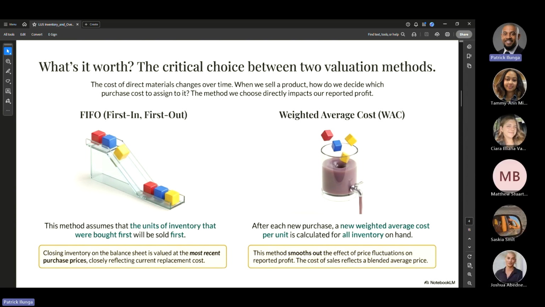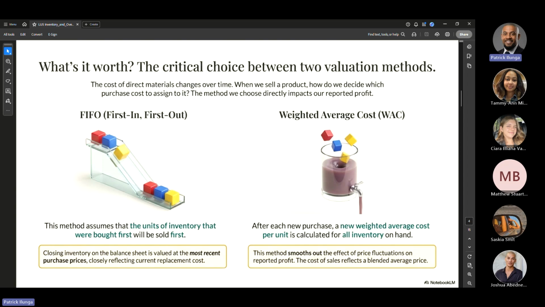Just don't deal with that. So it's not applicable here anymore. But it's something that we used to use during my time, right? So that makes sense. But now for the weighted average, why do we use the weighted average? Because with the weighted average, it means that we're smoothing out the effect of what? Of price fluctuations on the reported profit.